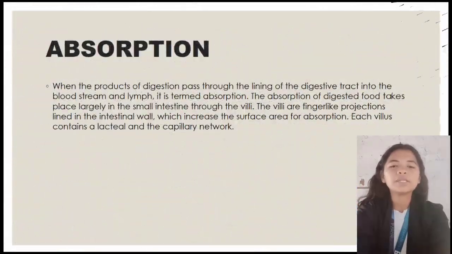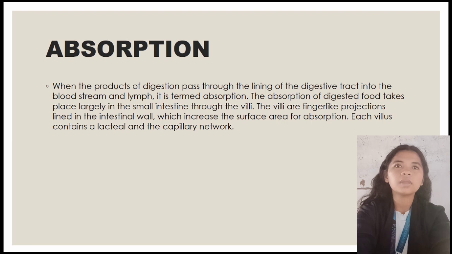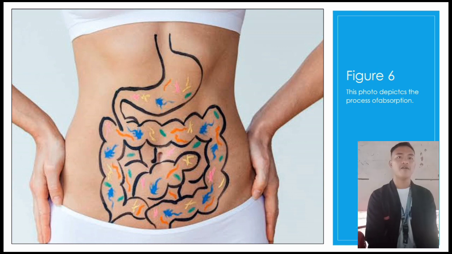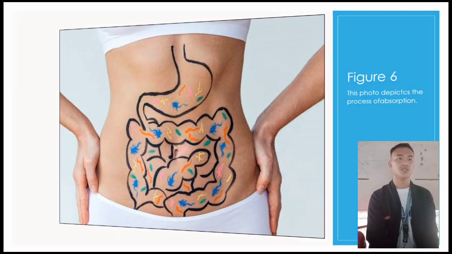Absorption. When the products of digestion pass through the lining of the digestive tract into the bloodstream and lymph, it is termed absorption. So, processes of absorption. We have our esophagus, liver, gallbladder, stomach, pancreas, small intestine, and large intestine. Next, we have passive diffusion and osmosis.